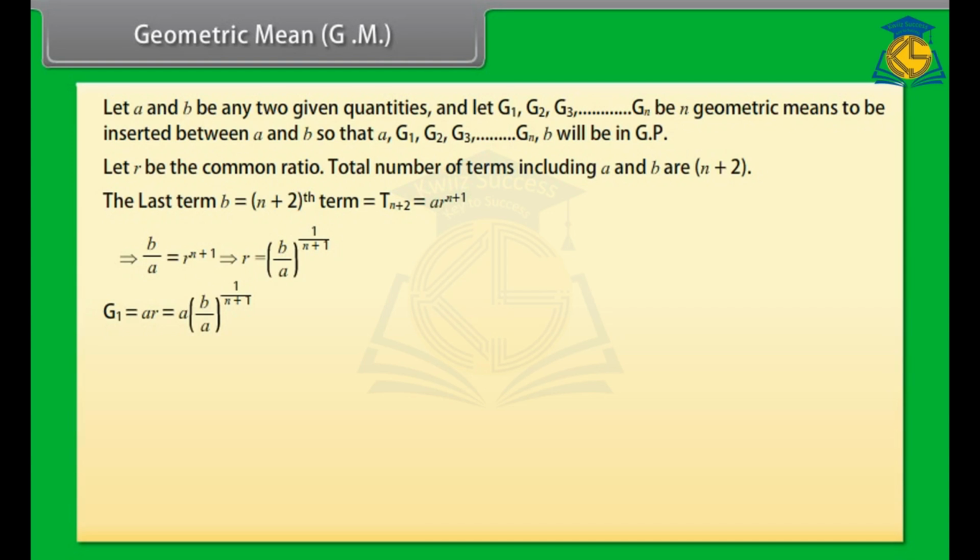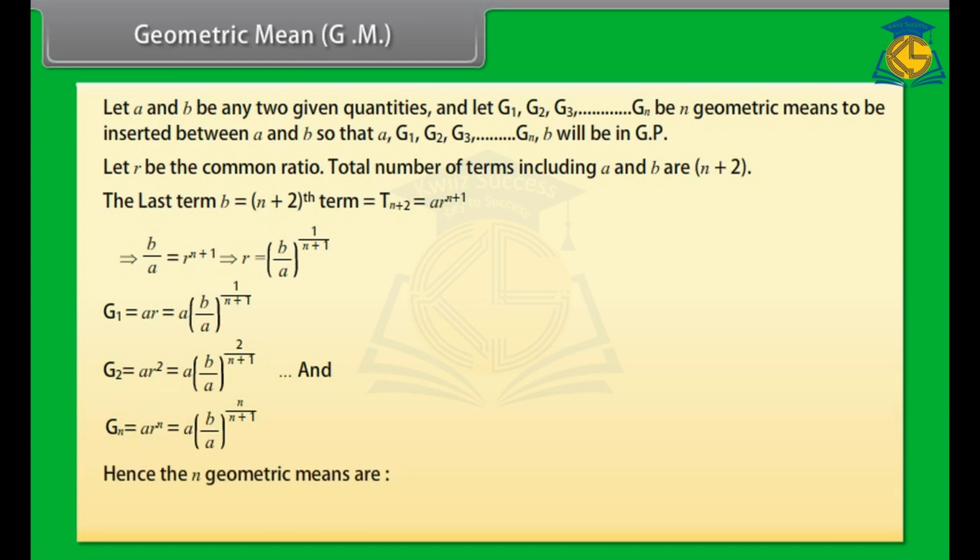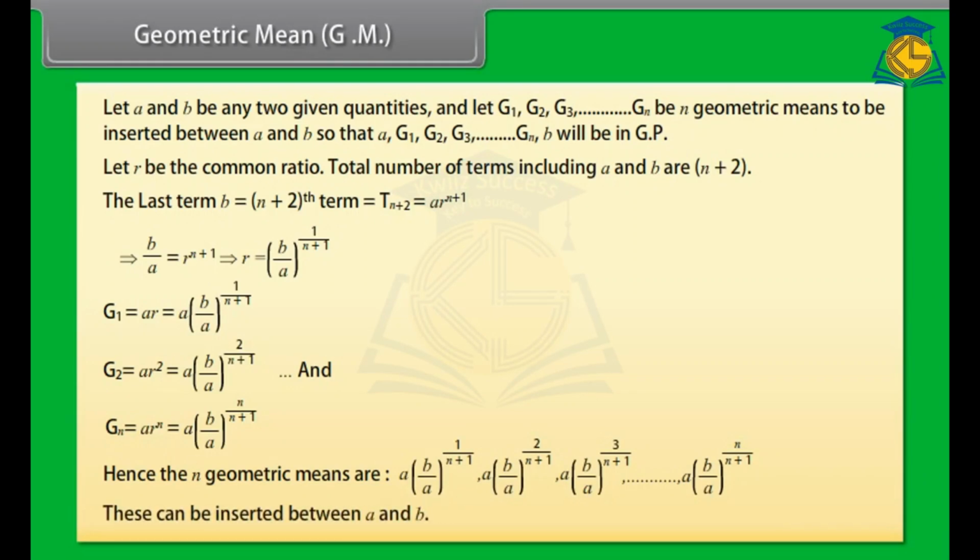G1 is equal to a into r is equal to a into (b by a) raised to power 1 by n plus 1. G2 is equal to a into r square is equal to a into (b by a) raised to power 2 by n plus 1. And so on. And Gn is equal to a into r raised to the power n is equal to a into (b by a) raised to power n by n plus 1. Hence, the n geometric means are these. These can be inserted between a and b.